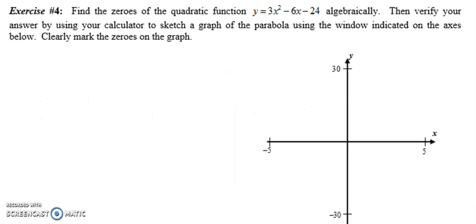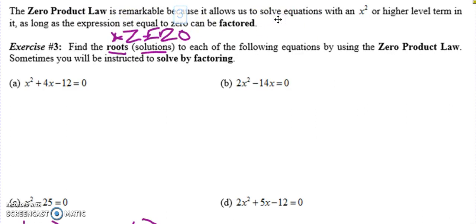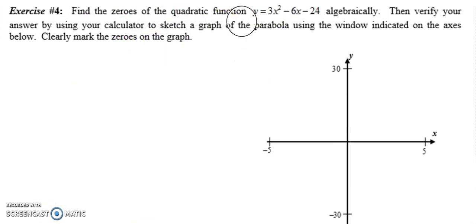Alright, so last time. So we have this quadratic here. They want you to find the zeros algebraically. And then we're going to verify with our calculator. So you guys at this point should be able to find the complete zeros of this quadratic. So give that a try now. And just don't do it on the graph, just do the algebra part. So hit pause and try that, please.